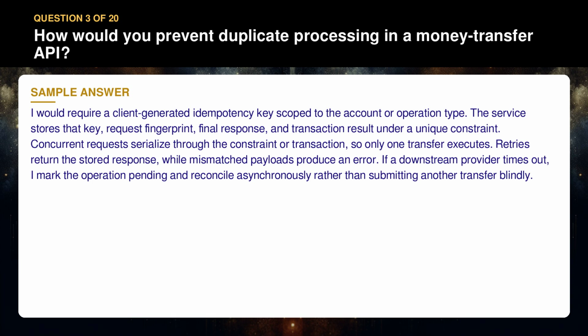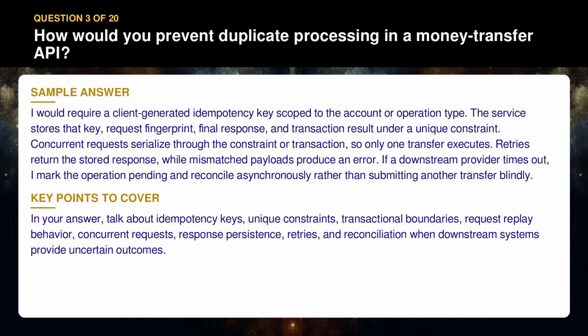If a downstream provider times out, I mark the operation pending and reconcile asynchronously rather than submitting another transfer blindly. In your answer, talk about idempotency keys, unique constraints, transactional boundaries, request replay behavior, concurrent requests, response persistence, retries, and reconciliation when downstream systems provide uncertain outcomes.